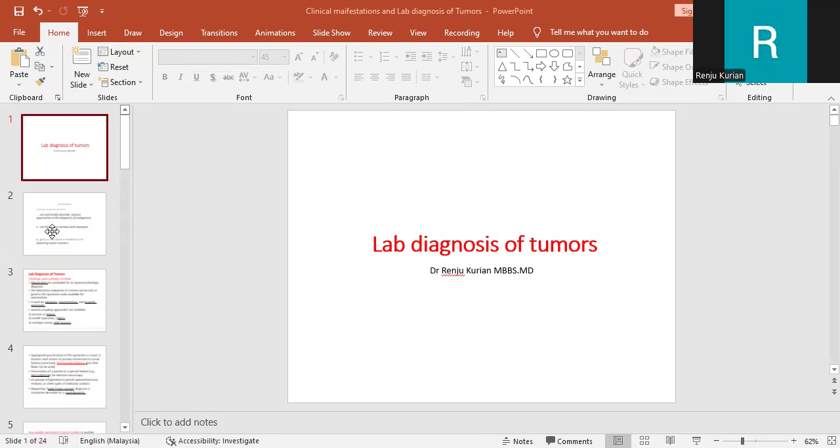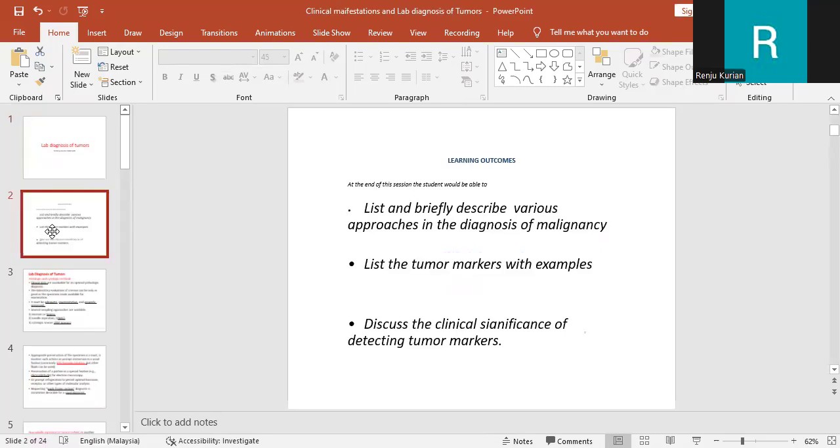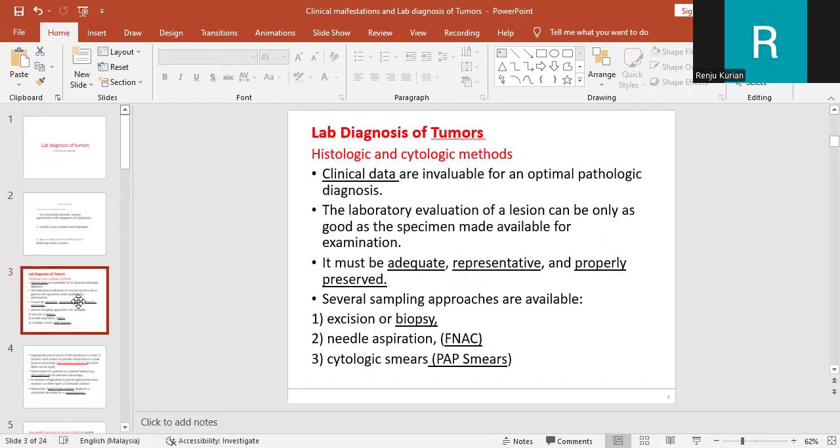Today's class is on the laboratory diagnosis of tumors. The learning outcomes of this lecture are listed here. As you know, one of the most important requirements for diagnosis of a neoplasm includes clinical data. So there are laboratory requisition forms which need to be completely filled up to get a correct diagnosis.